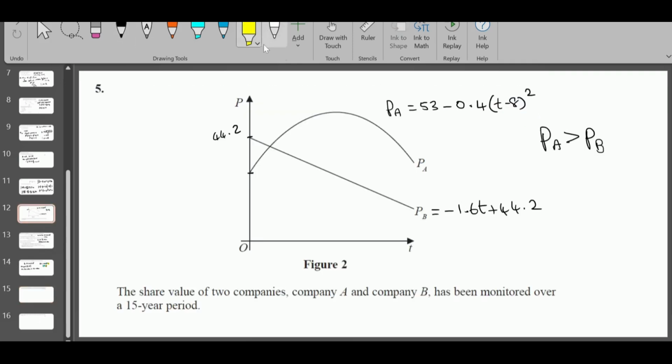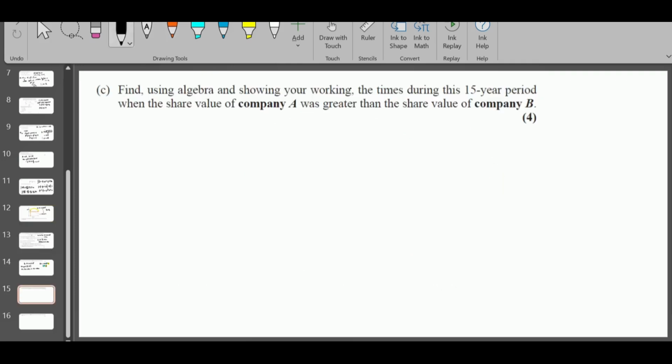In other words, when you look at the graph, you need to find out in which region the graph PA is above PB. It's in here, right? So you need to find the x coordinate of this turning point, this point of intersection. So when t takes all these values, PA is bigger than PB, right? So we need to find the point of intersection by equating these two. That's what we are going to do. That's why the question got 4 marks.